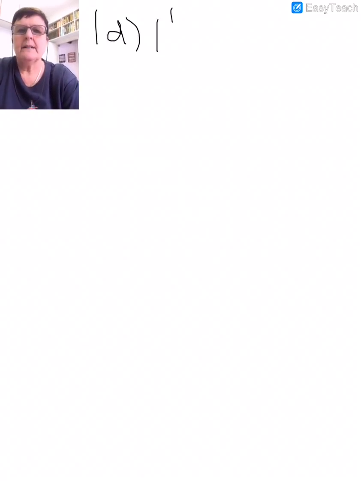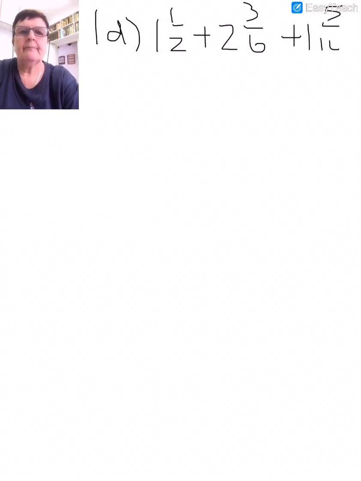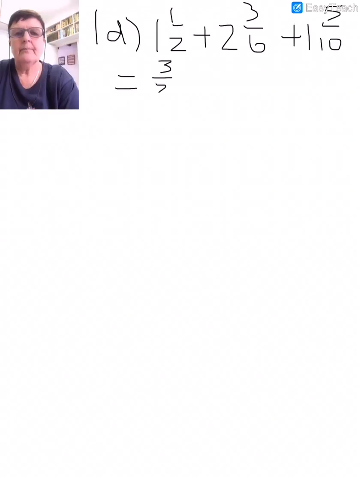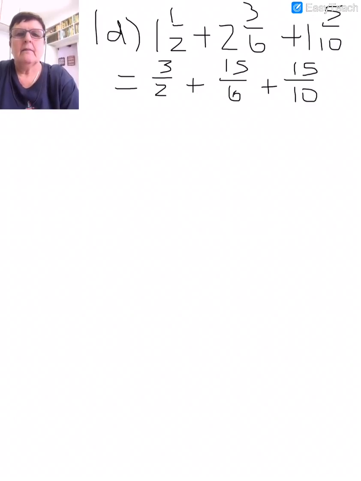The sum is 1/2 plus 2 and 3/6 plus 1 and 5/10. First step is to change each of these mixed numbers into an improper fraction. 2 times 1 is 2, plus 1 is 3/2, plus 6 times 2 is 12, plus 3 is 15/6, plus 10 times 1 is 10, plus 5 is 15/10. The next step is to find the LCM of 2, 6, and 10, which is 30.